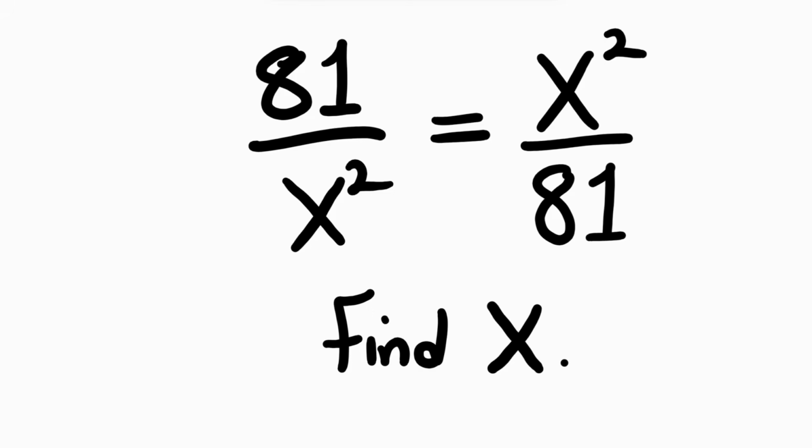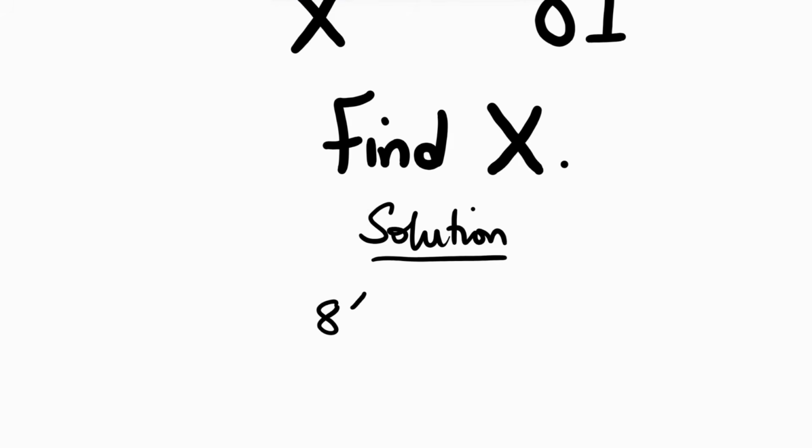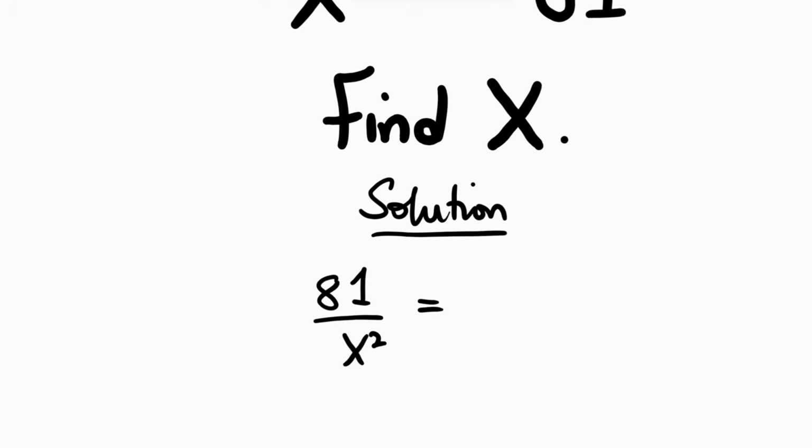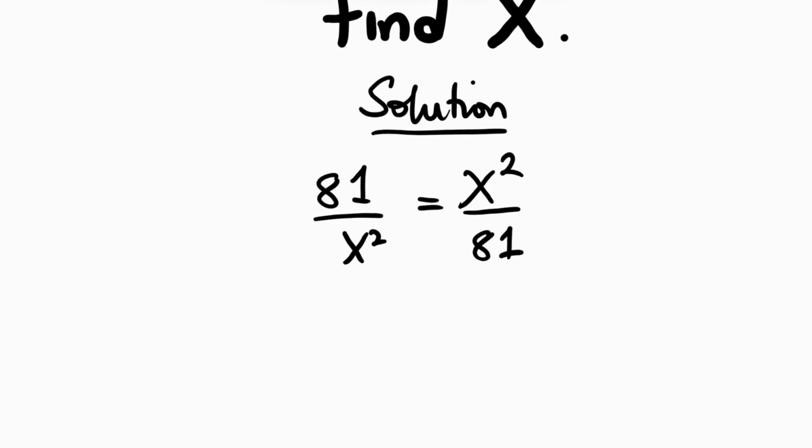Today we have a very interesting question on the board, and we are charged with the responsibility to find the value of x. Let us go ahead and solve this question. Solution. So we have 81 over x squared equals x squared over 81.